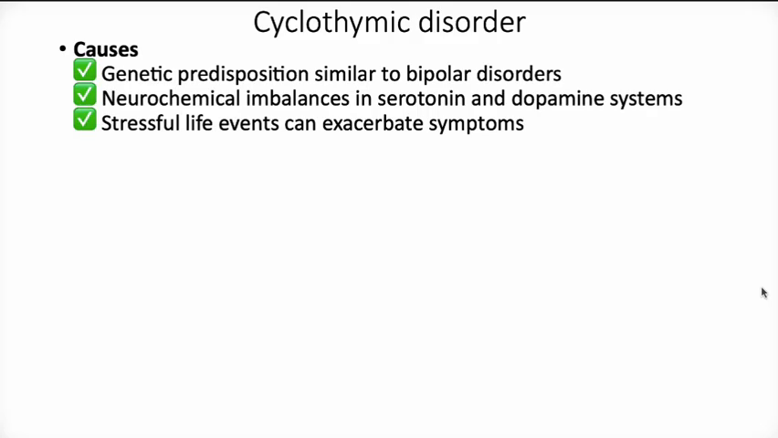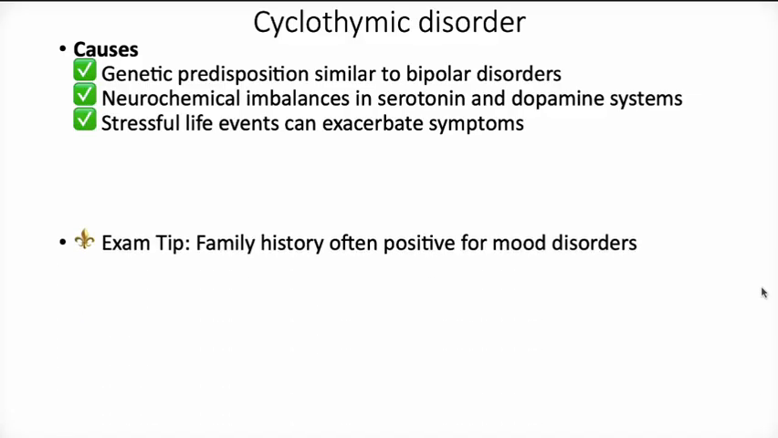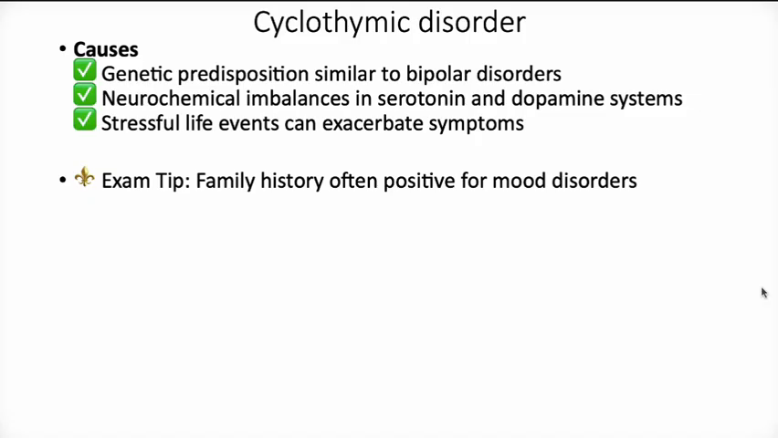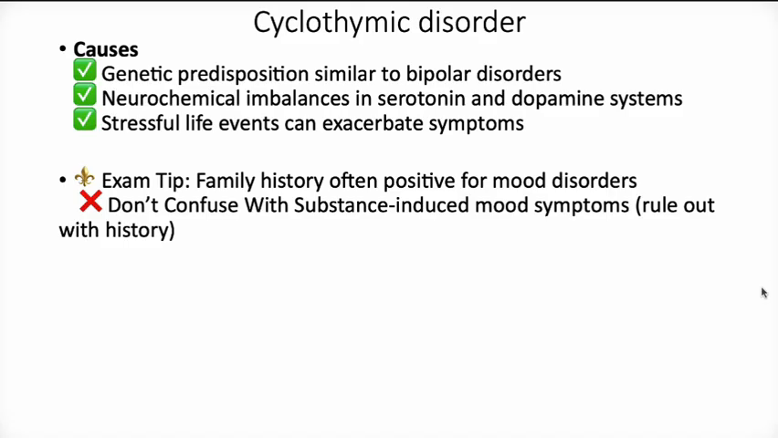What are the causes? Well, the genetic predisposition, as always, in cyclothymic disorder is going to be similar to that in bipolar disorder. So, in your exam, in your psych rotations, it's imperative to always ask about family history. Which neurochemical imbalances you're going to see in cyclothymic disorder? That's going to be serotonin and dopamine systems. And as always, with most disorders, the stressful life events can exacerbate symptoms. Exam tip, as I already mentioned, family history often positive for mood disorders. Don't confuse this with the substance-induced mood symptoms, so rule that out with the history. Ask about alcohol abuse, about drug abuse, etc.